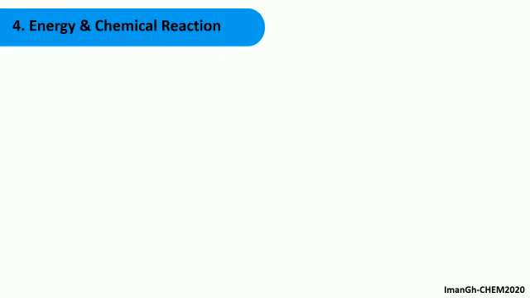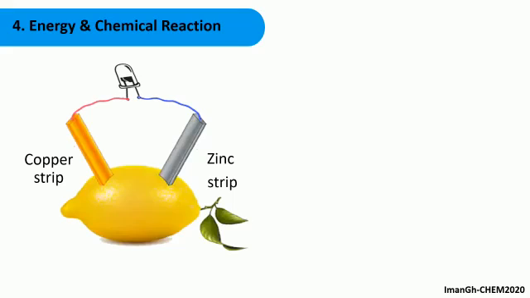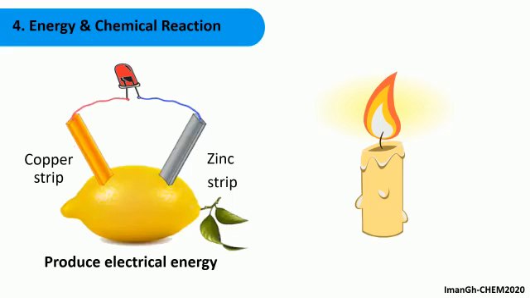Some chemical reactions produce other forms of energy. In the following experiment, zinc and copper strips are connected to a lamp and placed in a lemon. Due to a chemical reaction, the lamp lights. Then electrical energy is produced. When a candle burns, light energy is produced along with heat energy. So different forms of energy can be produced during a chemical reaction, such as electrical, light, and heat energy.